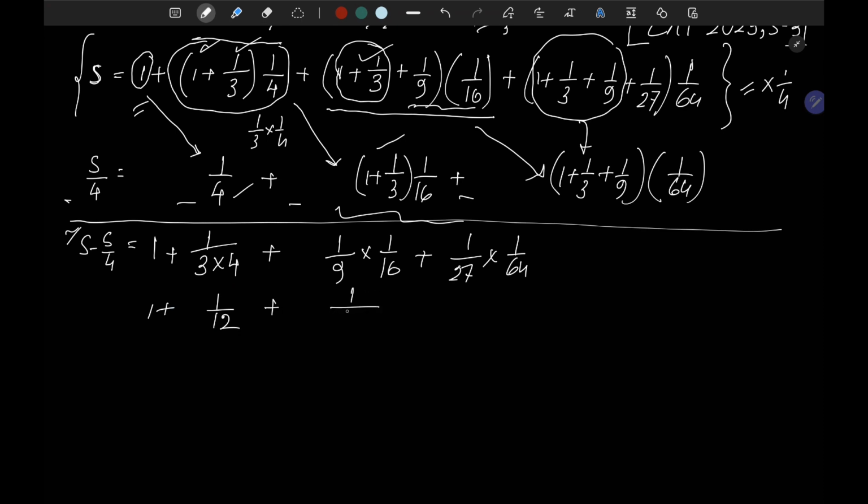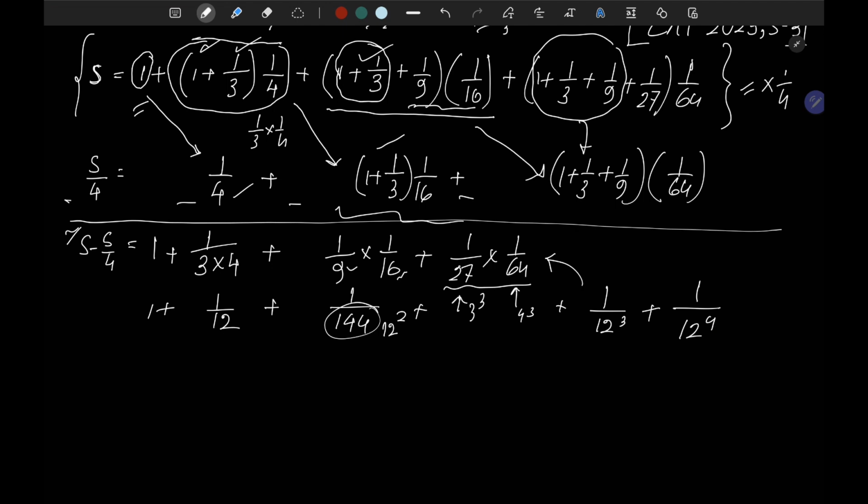This is 1 by 144, or here you can say this is 3 square and this is 4 square. Then we have something here, but this is 3 cube and this is 4 cube. So you can see this thing will become 1 by 12 cube. This one was 12 square and this is 12. So by intuition we can say that the next term would become 12 power 4.